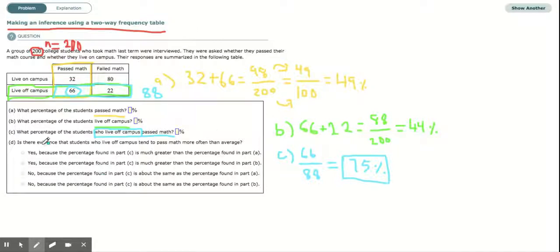All right, and the last question is asking us to think critically. Is there evidence that students who live off campus tend to pass math more often than average? So let's think, what does the average mean? Well, the average is just the average of number of students who passed math, right? And that was 49%, as we saw from part A. And then, is there evidence that students who live off campus tend to pass math? Well, how many of the students who live off campus passed math? We said that that was 75%, right? That was from part C.